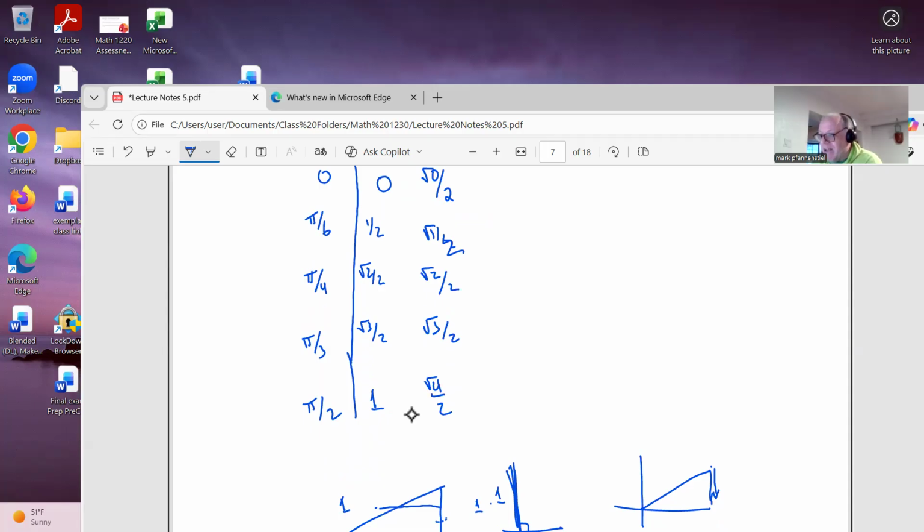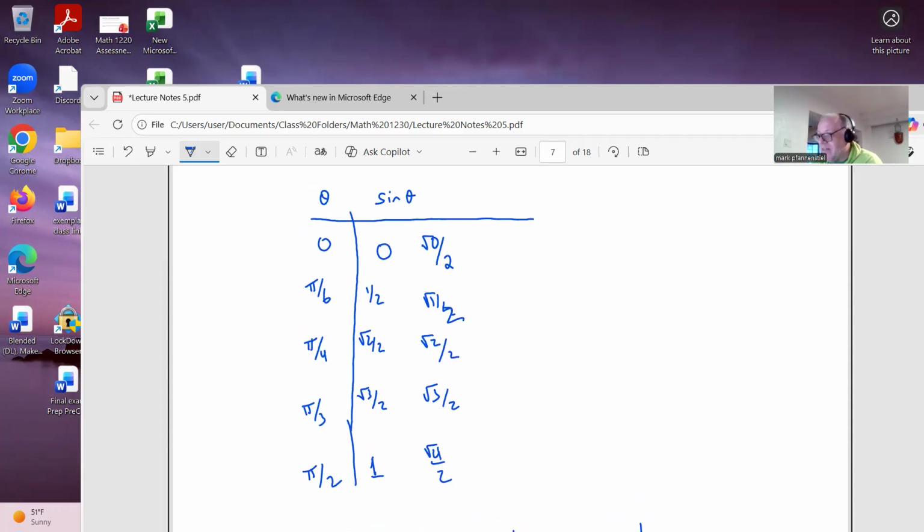So now you have a way of memorizing these angles. That's for sine. For cosine, they go backwards. So this is the square root of 4 over 2, square root of 3 over 2, square root of 2 over 2. These have to match up. Square root of 1 over 2, and the square root of 0 over 2. That will also give you the cosine.